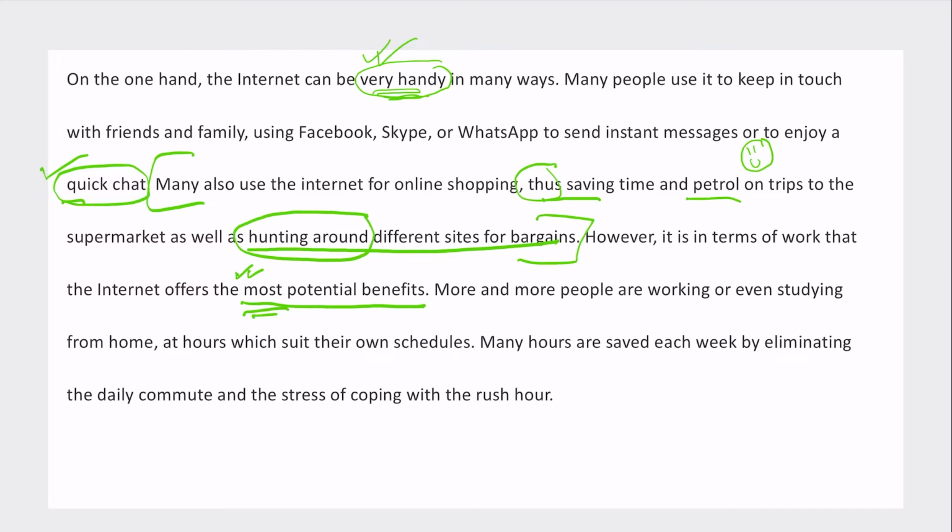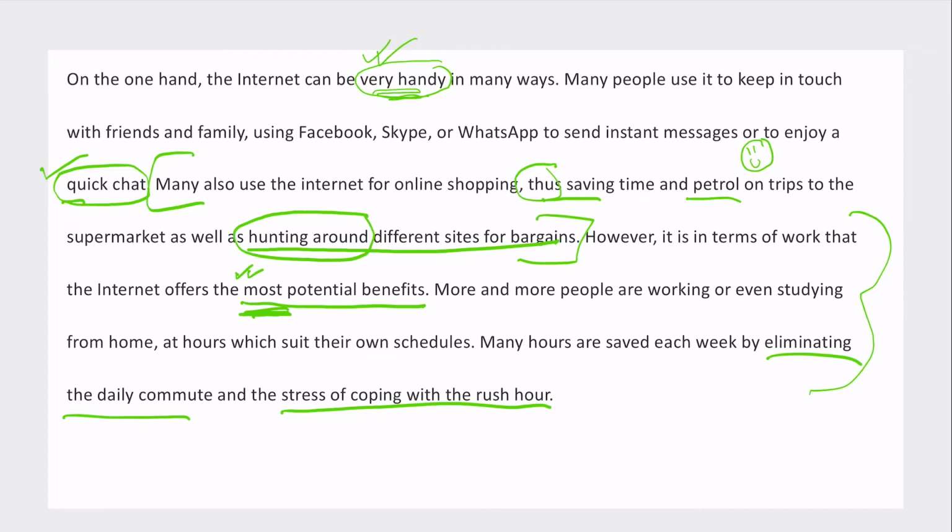Oh, this is actually very well argued, very well constructed as a paragraph. We've got lots of different examples that they've included. They've ranked the most important benefit. They've explained it. "Eliminating the daily commute," very nice phrase. "The stress of coping with the rush hour." Again, we've got these very nice, natural, idiomatic and native sounding phrases in here.